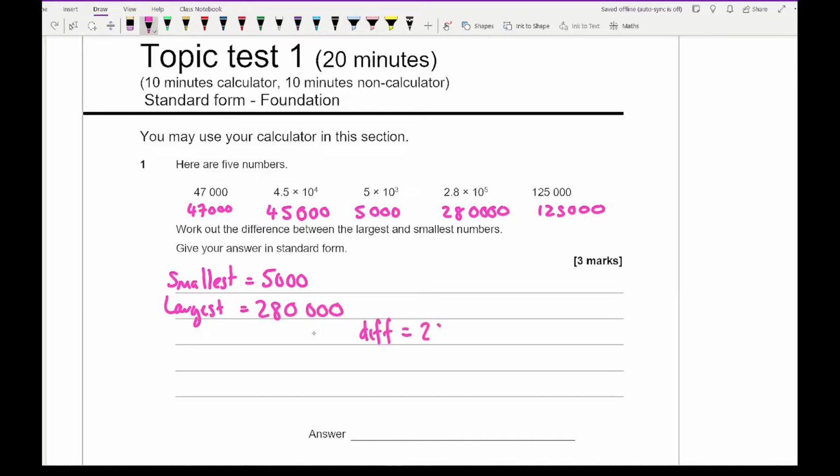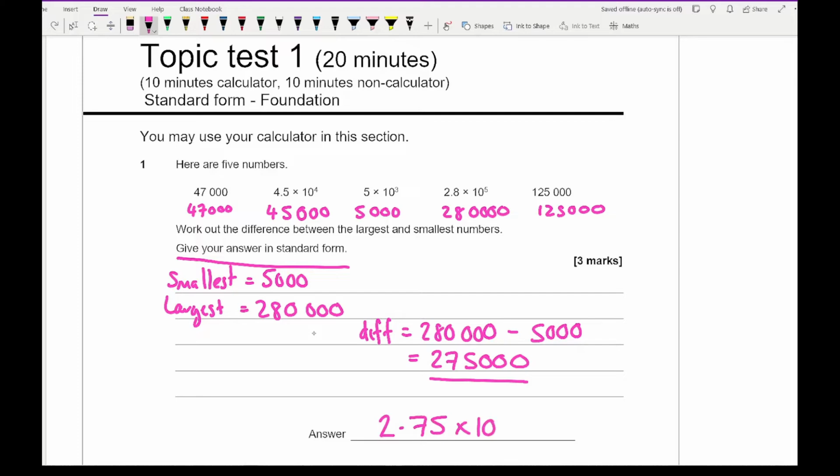Then I'll need to work out the difference between the two numbers. So it's going to be 280,000 minus 5,000, and that gives me an answer of 275,000. Now the key thing is that it also says to give our answer in standard form. So though this is the answer, I then need to convert that into standard form. That's going to be 2.75 times 10 to the power of 5.